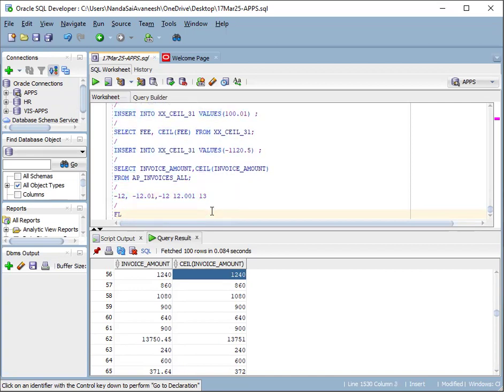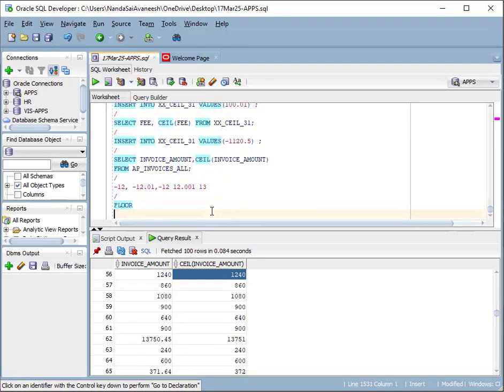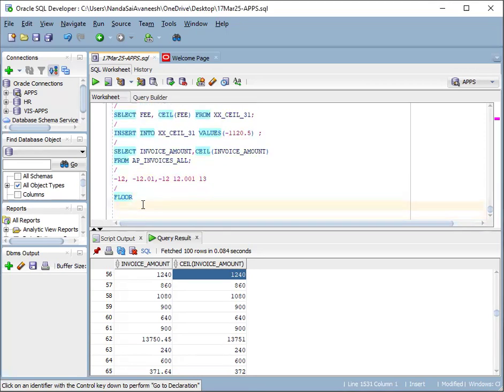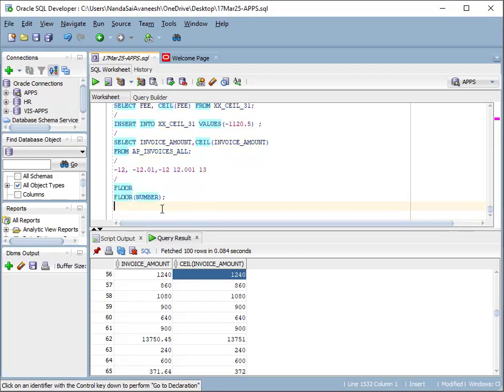Next we have the floor. The previous function we used was the ceil function. Now we are going to use the floor function. The floor function displays the next lowest value. The purpose of the floor function is to return the integer value which is equal to the specified number or less than the specified number. Syntax is floor, and we have to provide a number.